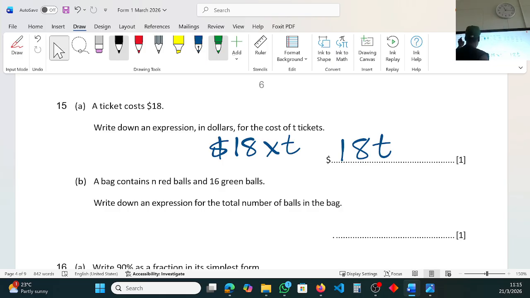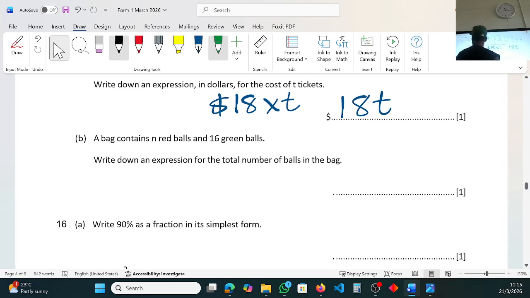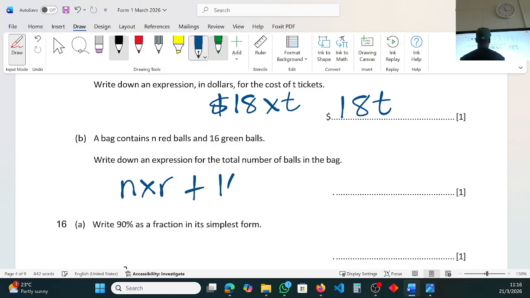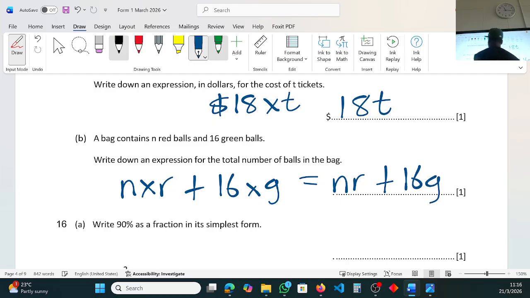Right, a bag contains N red balls and 16 green balls. Write down an expression for the total number of balls in the bag. So it's N red balls. So it's going to be, like we did earlier, N multiplied by R, where R is the color of the ball, plus 16 multiplied by G, where G is the color of the balls. Now, like we did earlier, when we are multiplying variables, the product, the variables come next to each other. So we have NR and then 16G, that's the expression.